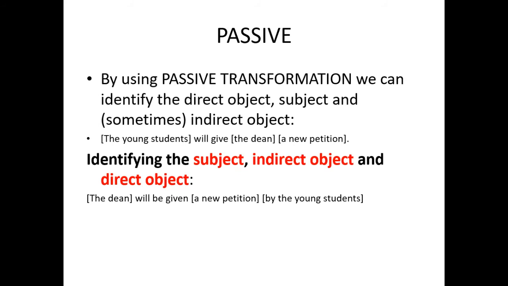This only works with verbs that have objects, of course. If you don't have an object, this doesn't work, but that's also a good piece of information. If you cannot passivize it, it's not an object, so the sentence doesn't contain an object.